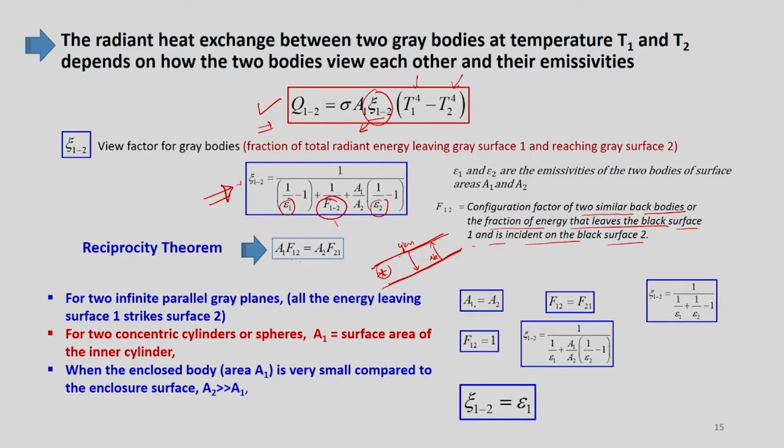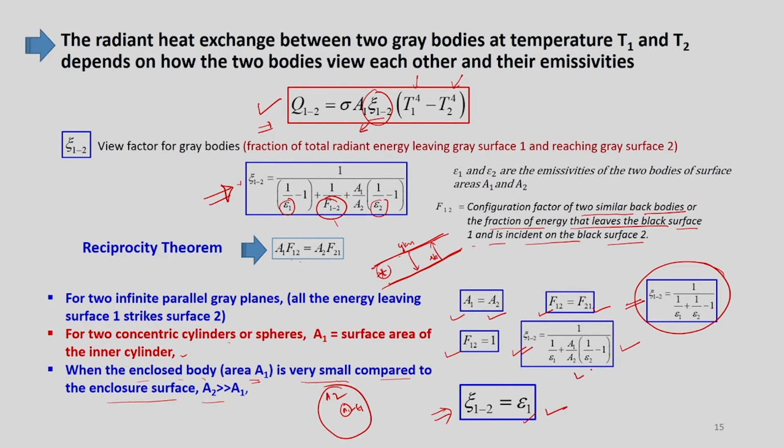For this case A1 is equal to A2 and the configuration factor is the same, and our view factor can be calculated by using this expression. This factor is a function of the two emissivities of the surfaces where exchange of radiation is taking place. And for concentric cylinders or spheres, if A1 is the surface area of the inner cylinder, then F12 is 1 and we can use the expression for the view factor something like this. And when the enclosed body, say area A1, is very small compared to the enclosed surface, then under that condition this may be A2. So, this factor is something like the emissivity of the internal one. That way we can calculate what will be the factor.